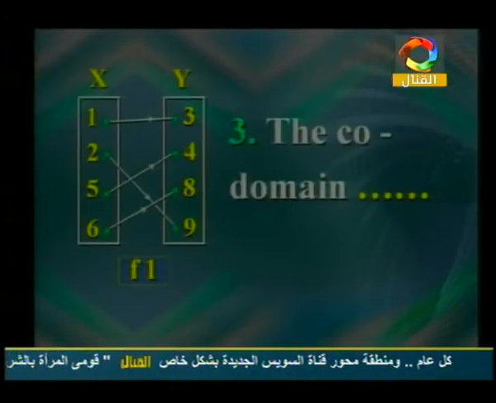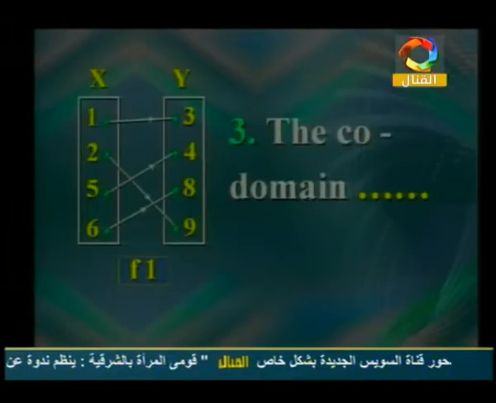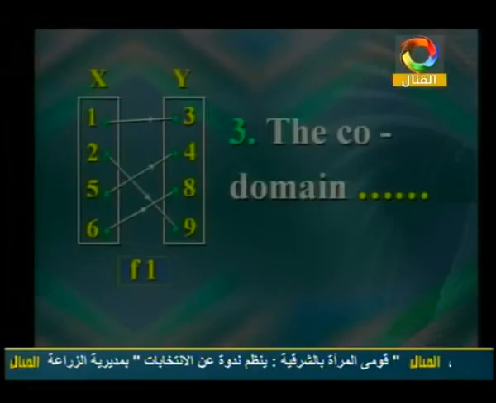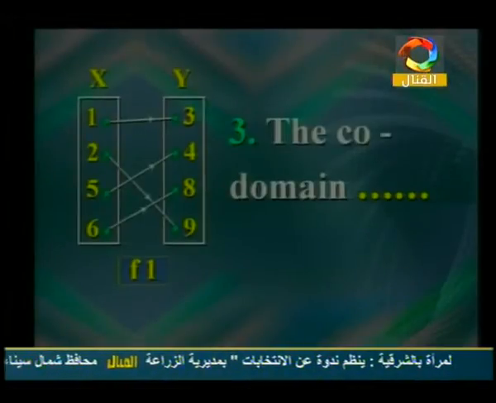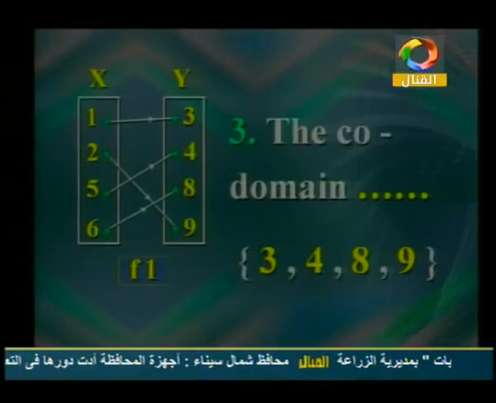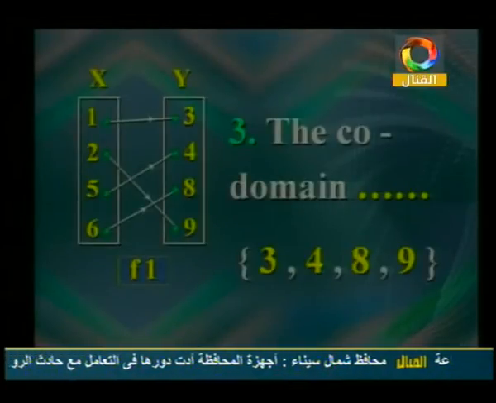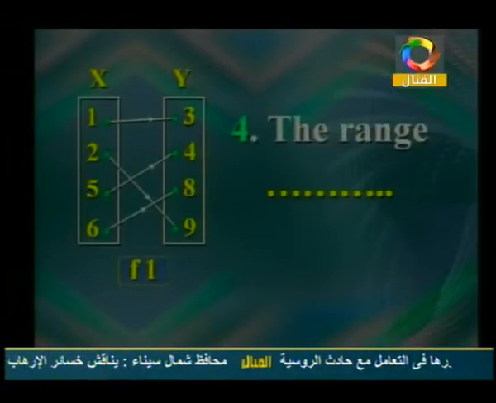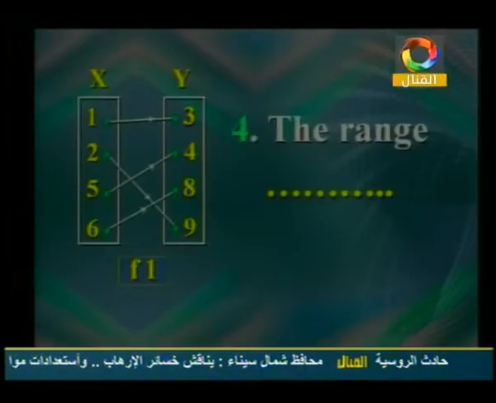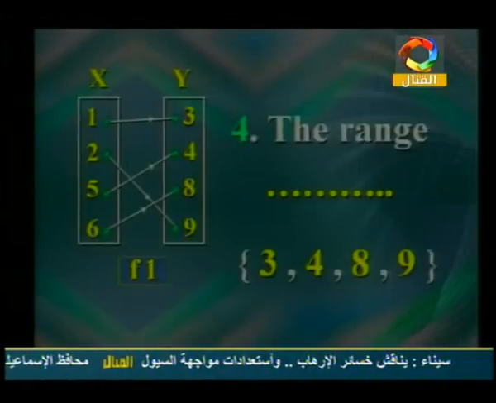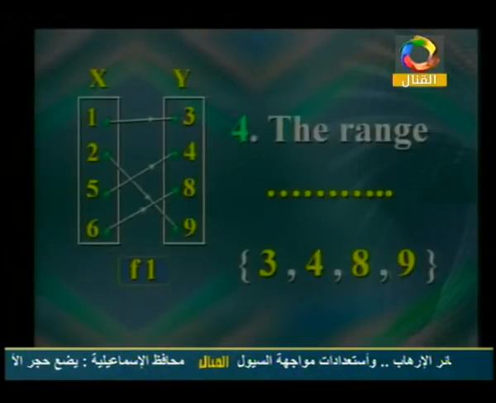The codomain, remember, is all elements in y. Then 3, 4, 8, and 9 is called the codomain. The range. What is the range? The set of images from x to y: 3, 4, 8, and 9.